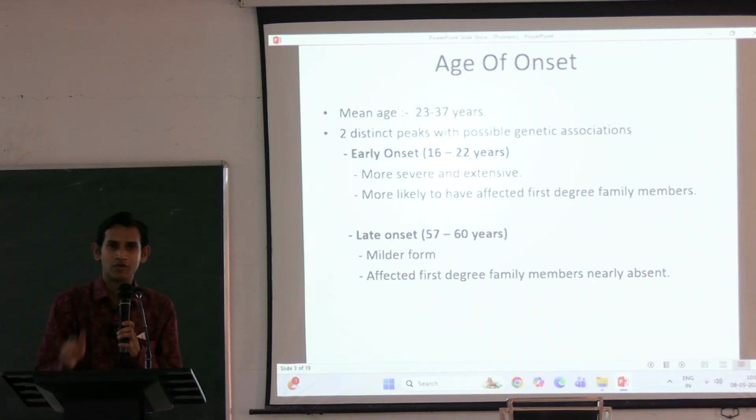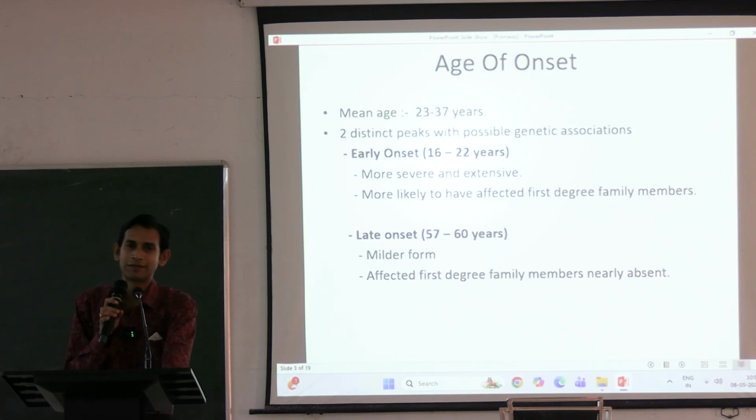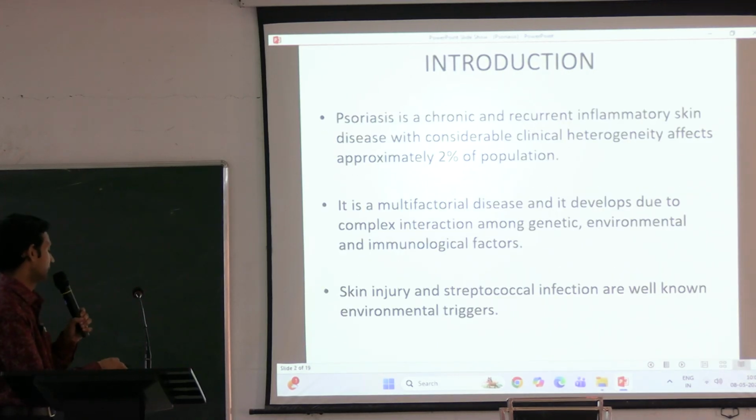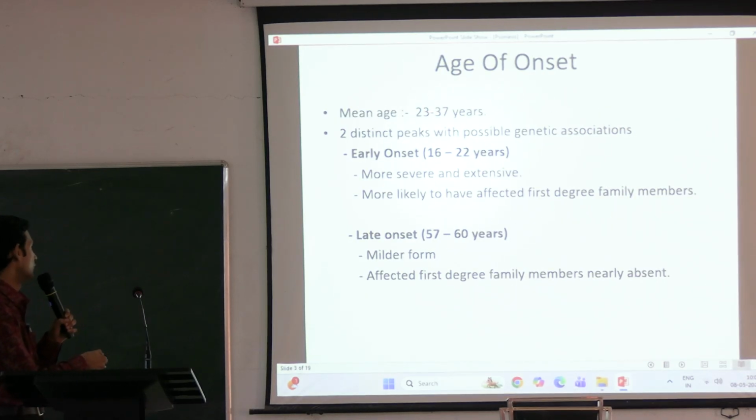Now coming to the age of onset. Psoriasis can affect any age group from the neonatal period to the eighth decade of life, but two peaks have been seen as far as the age of onset is concerned. First of all, the mean age is 23 to 37 years, with two distinct peaks and possible genetic association.